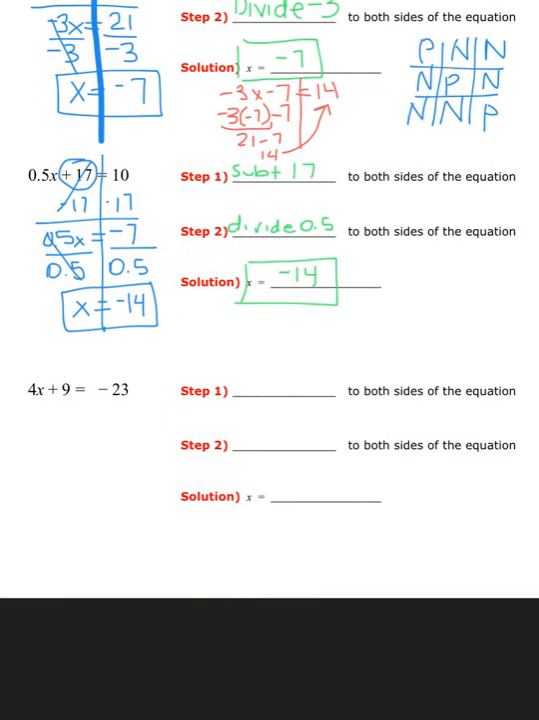All right, so now the last equation here says 4x plus 9 equals negative 23. Let me draw my line down the equal sign. Looking at the side that has the variable, I want to get rid of that plus 9 first by subtracting 9.